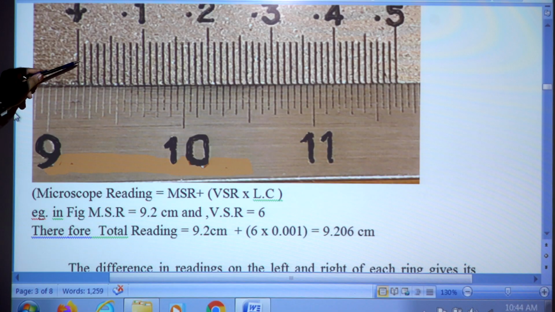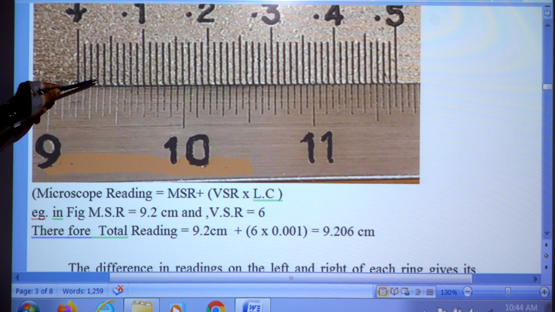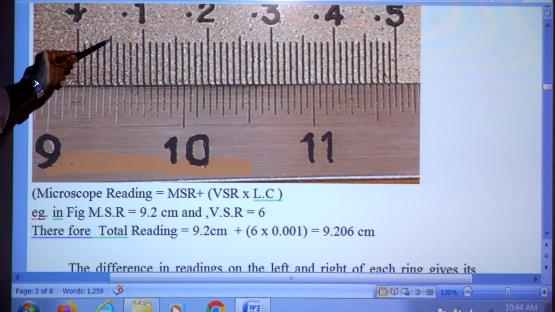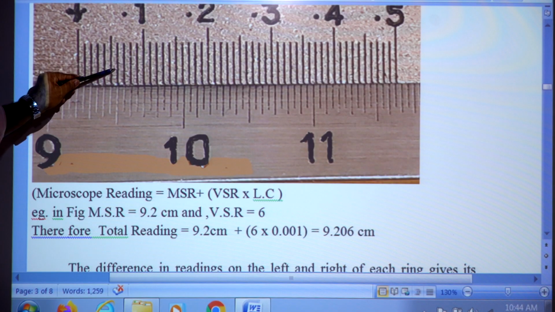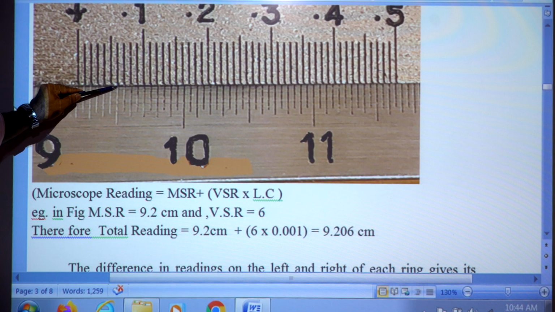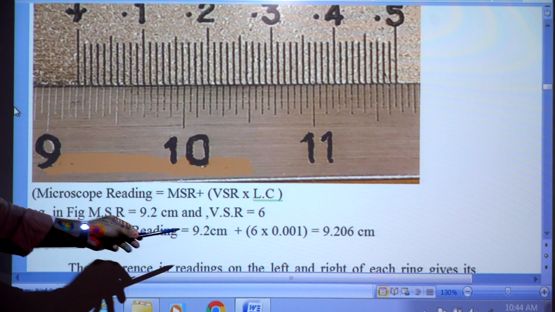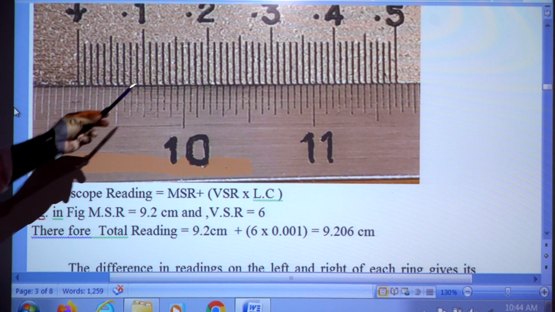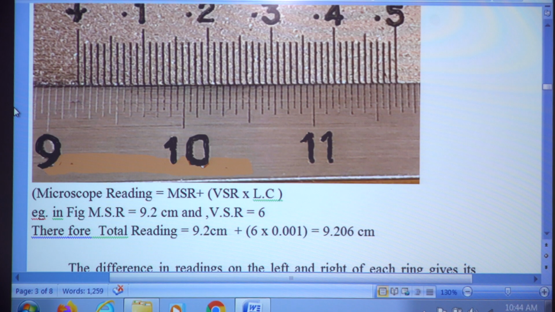Now on the vernier you can see here, look at the 6th one. This is the 5th one, and now the 6th one. The 6th one is perfectly coinciding, and that is the VSR reading. So in this sample example, the main scale reading is 9.2 and the VSR is the 6th one.